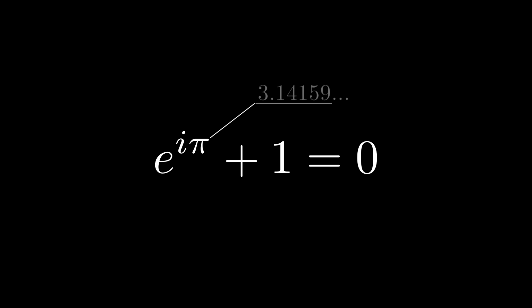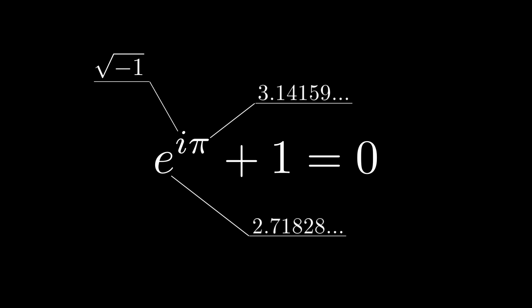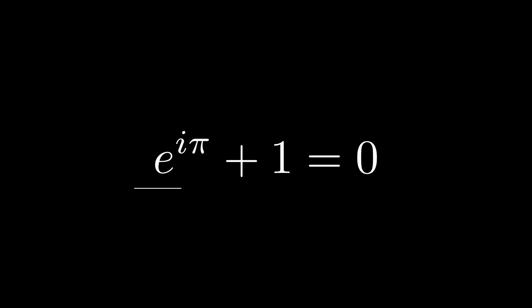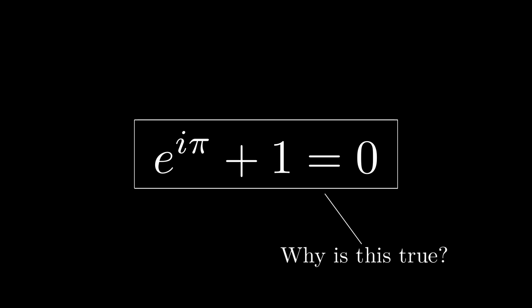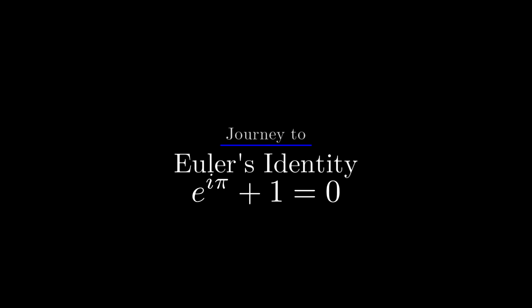Euler's identity is considered by many as an equation that shows the beauty of mathematics. These seemingly unrelated mathematical concepts come together in this simple equation. Why is this equation true? More importantly, how does it show the beauty of mathematics? Let us go on a journey through time to answer these questions.